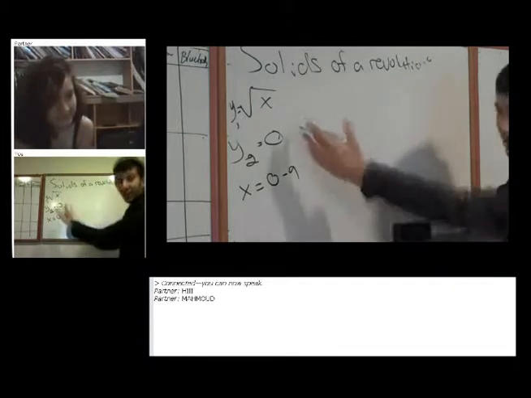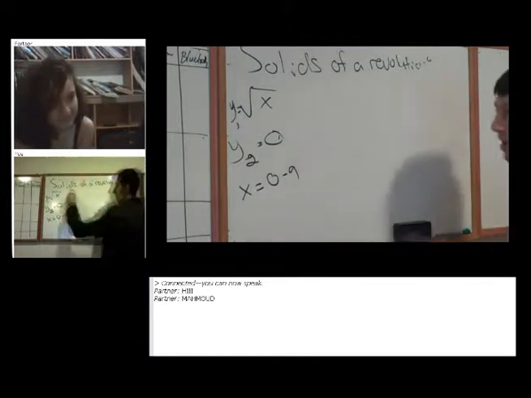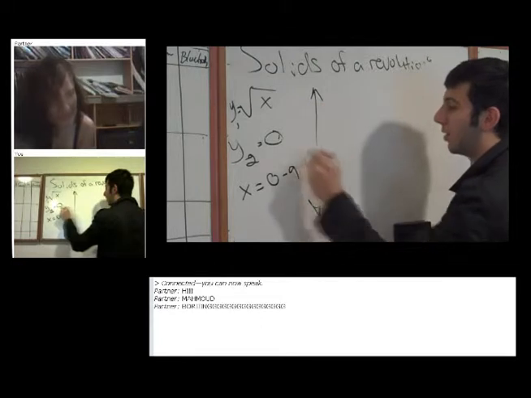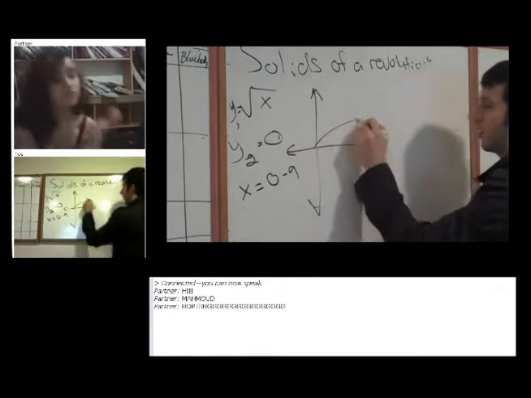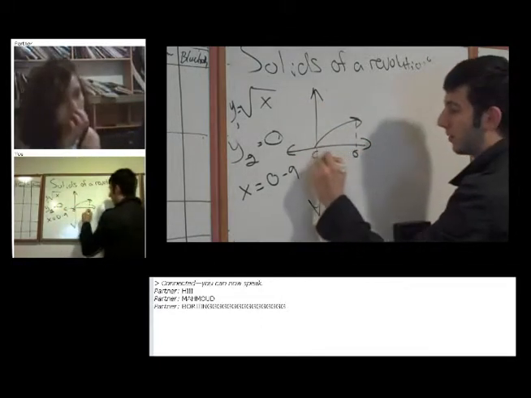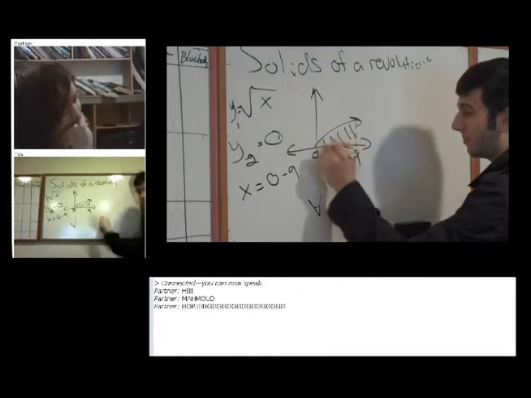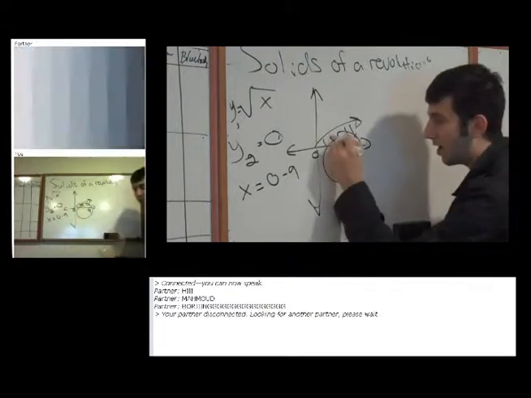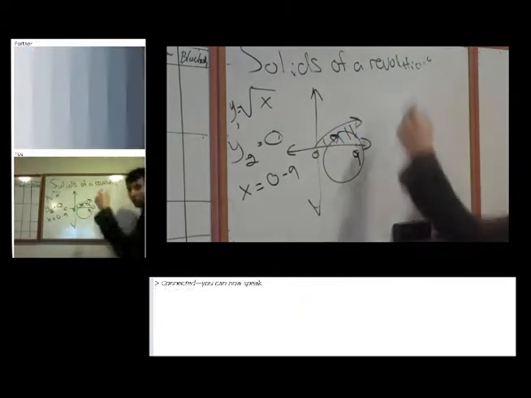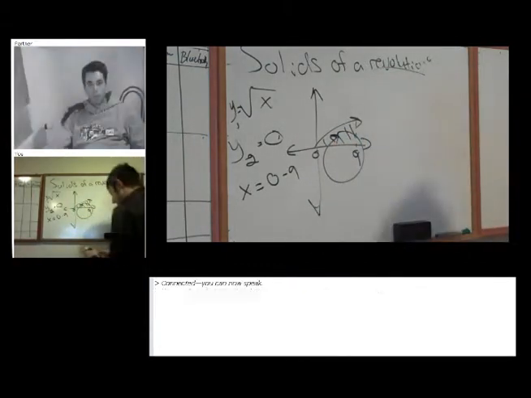Now, what does this look like? You need to picture it in your mind. I'll draw it out for you. The graph will look like this, from 0 to 9. We want to get the area from 0 to 9 and revolve it around the x-axis. Solids of revolution. Key there.